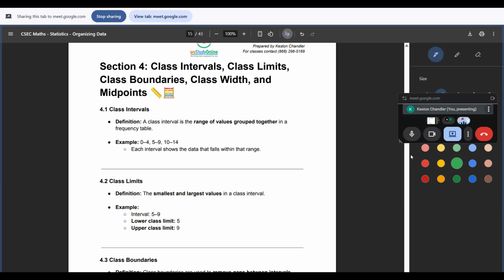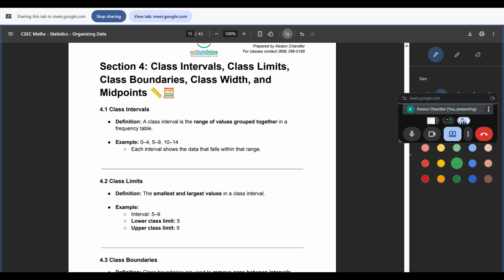Right, now we're talking about class intervals, class limits, class boundaries, class widths, and midpoints. We're going to define each one of these and learn how to calculate it. Now, these apply to our grouped data. Class intervals are basically the range of values grouped together in a frequency table.